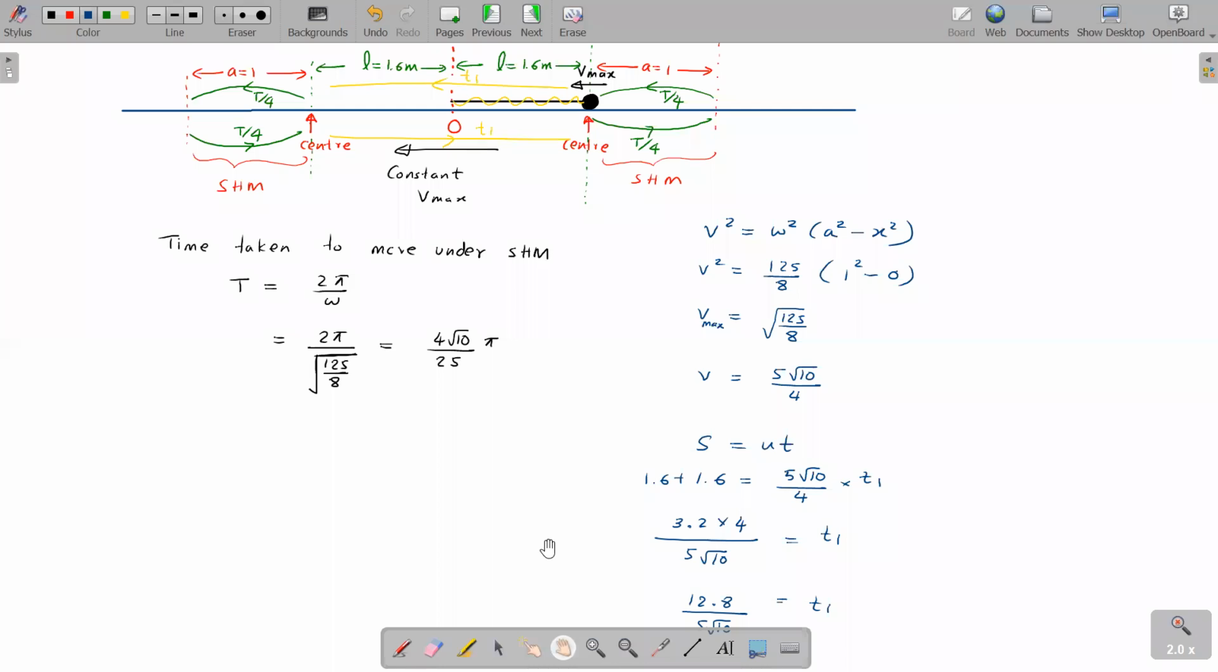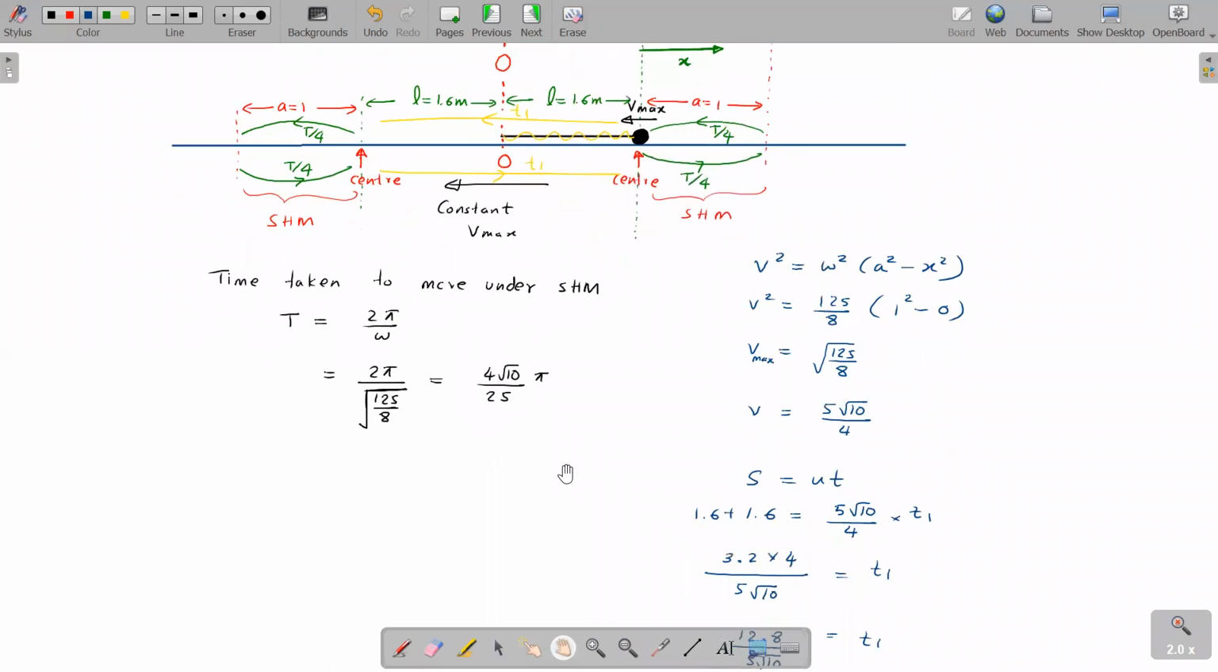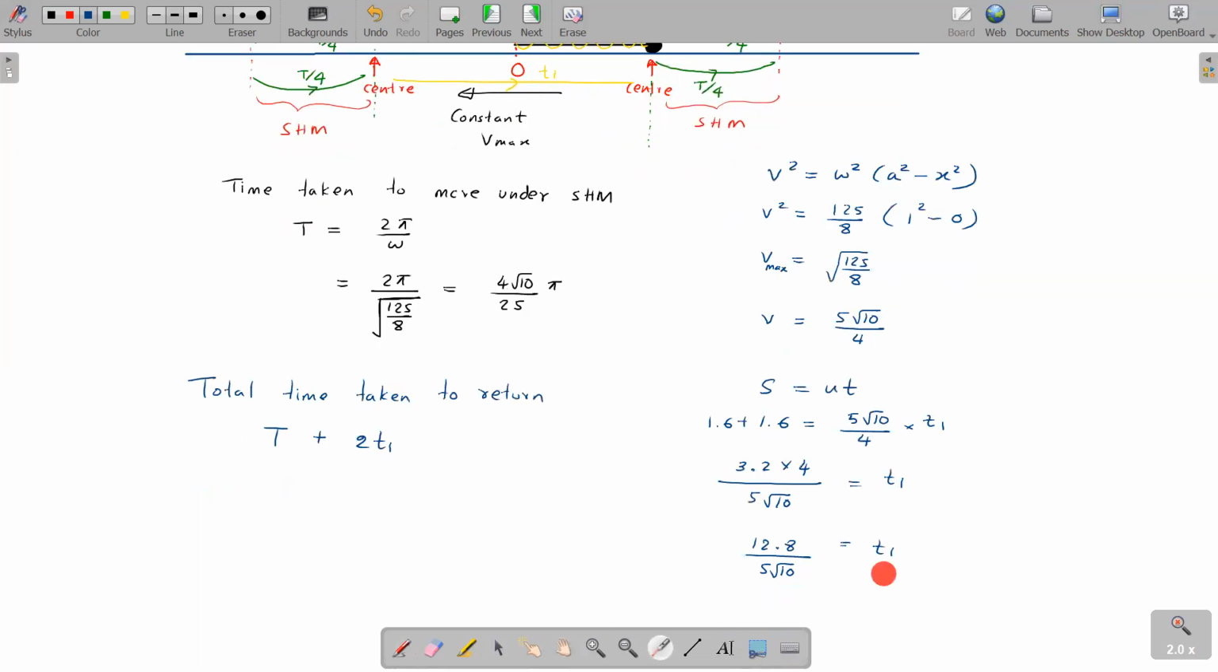Okay, and then what's the total time taken for P to return back to the original position? The time taken under SHM plus what? Is it just the T1? Because you have one journey when you're coming and another journey when you're going, right? So there are how many T1s? There are two T1s. So capital T, time taken under SHM, plus twice this T1 time. Are you with me?